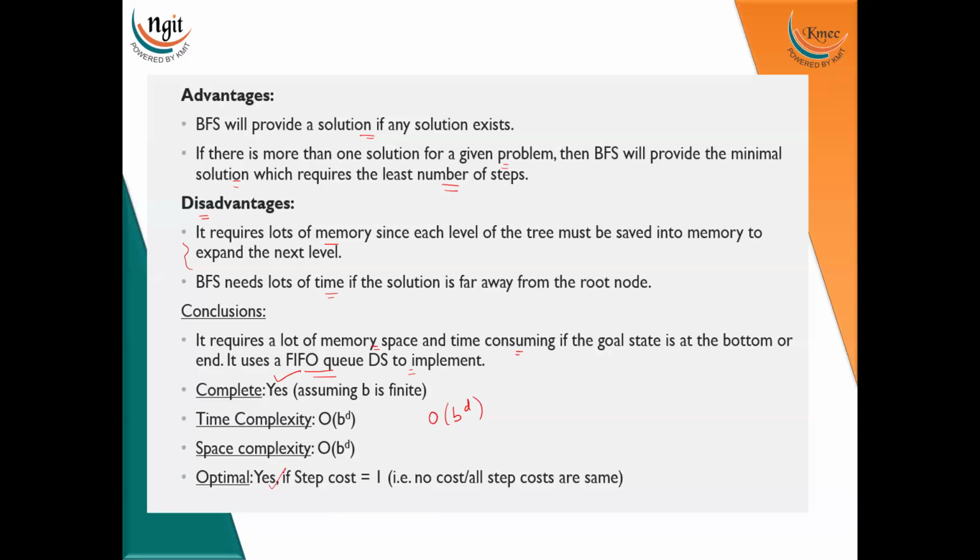Optimal? Yes, it is going to give us an optimal cost if step cost equals 1, that is, all step costs are the same. And one more way to find it is order of vertices plus edges. In these two ways, we can find out the time complexity and space complexity of this breadth first search algorithm.